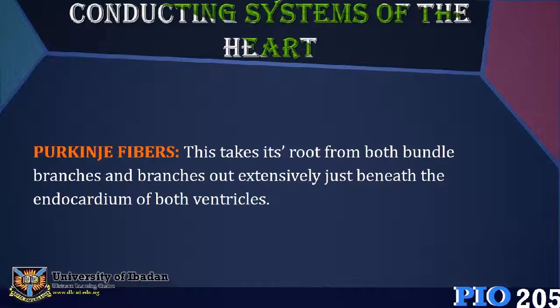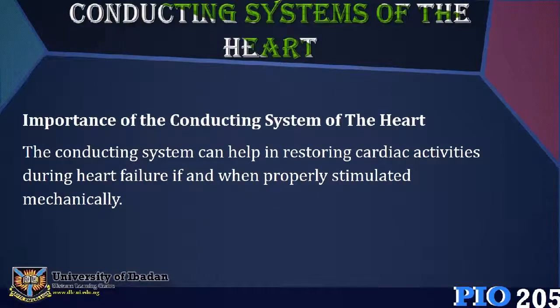Purkinje fibers. These take their roots from both bundle branches and branch out extensively just beneath the endocardium of both ventricles. These cells have the highest action potential conduction velocity. Increased conduction velocity ensures that both ventricles contract almost simultaneously, thus increasing the effectiveness of contraction. Importance of the conducting system of the heart: the conducting system can help in restoring cardiac activities during heart failure if and when properly stimulated mechanically.